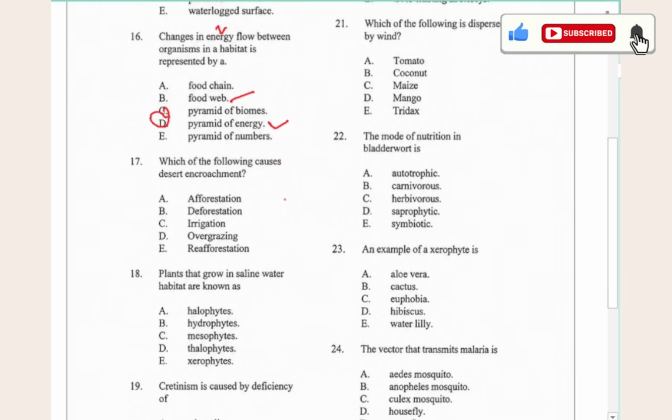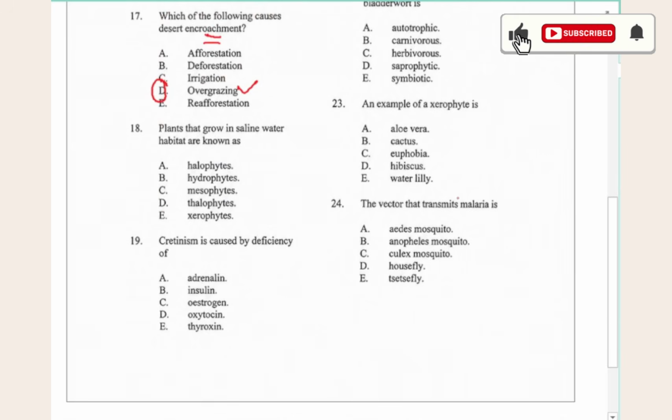Number 17, which of the following causes desert encroachment? Desert encroachment is caused basically by overgrazing. Okay, overgrazing would cause desert encroachment. Now number 18, plants that grow in saline water habitats are known as halophytes. So halophytes are basically salt-loving plants. Xerophytes are plants that grow in dry areas, and hydrophytes are plants that grow in water. They are water-loving plants basically.